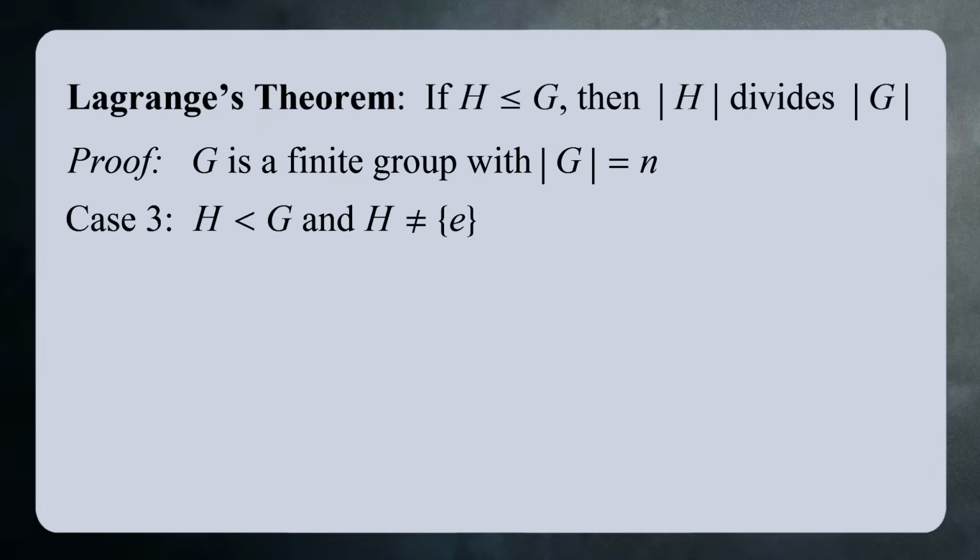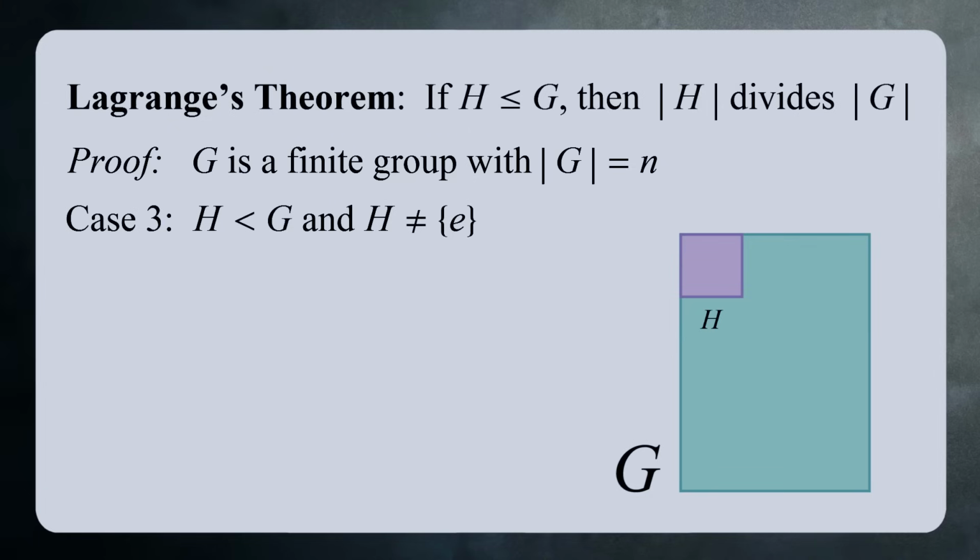Now suppose that G has a proper subgroup H that's not the trivial group. Recall that a proper subgroup is just a subgroup that's smaller than G, one that's a proper subset. We'll represent the group G by a rectangle, and H as a small square inside G. Because H is a group, it contains the identity element. So the identity element for both G and H lies inside the H square.